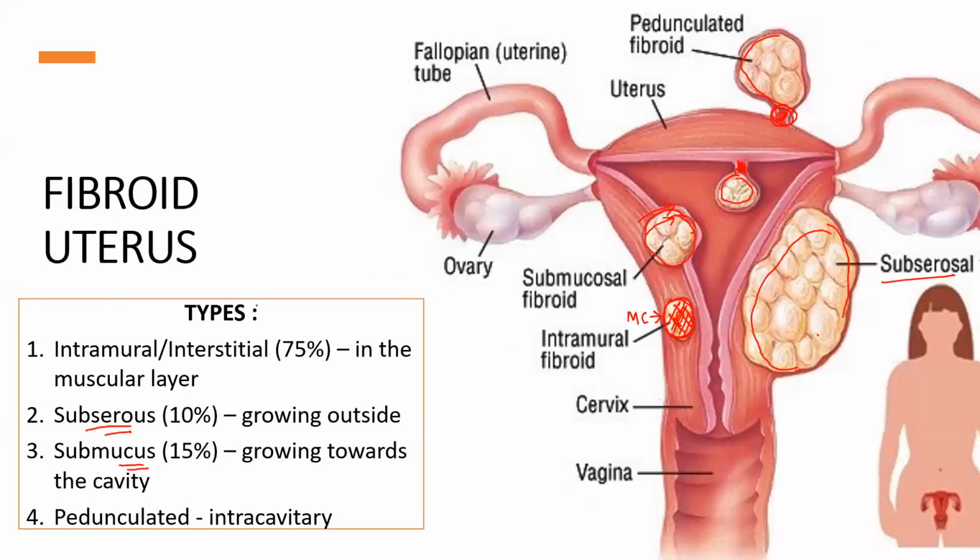We already saw it over here. Intramural and interstitial is 75%. After that, submucous is the commonest one, then the subserous, and finally the pedunculated. So according to the most common one, I'll write. First one is intramural or interstitial. Second one is submucous. Third one is subserous. And fourthly, lastly, we have pedunculated.